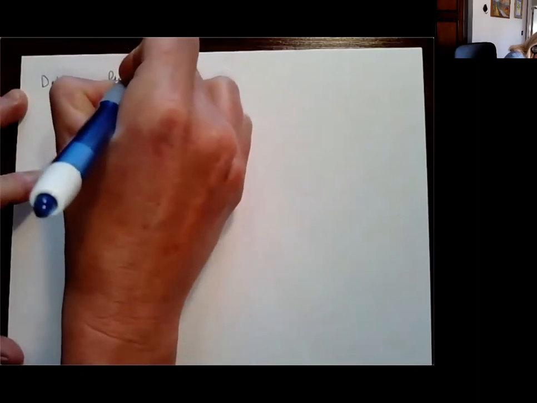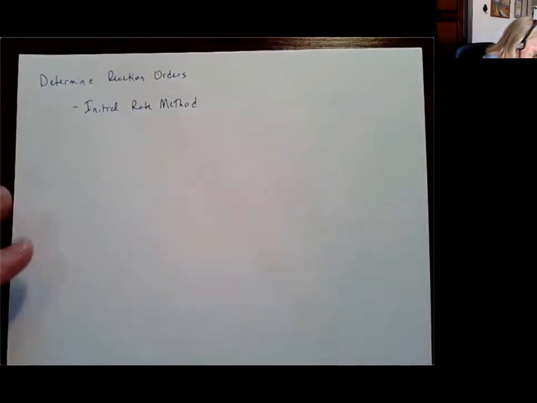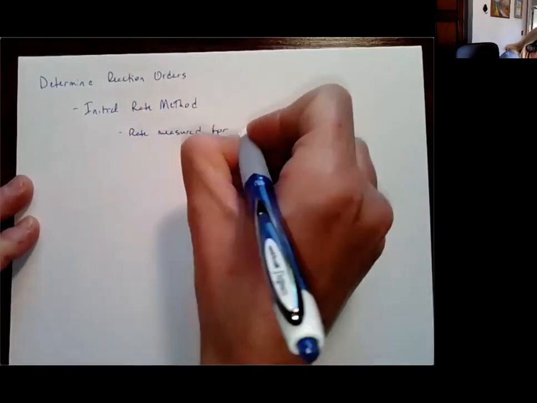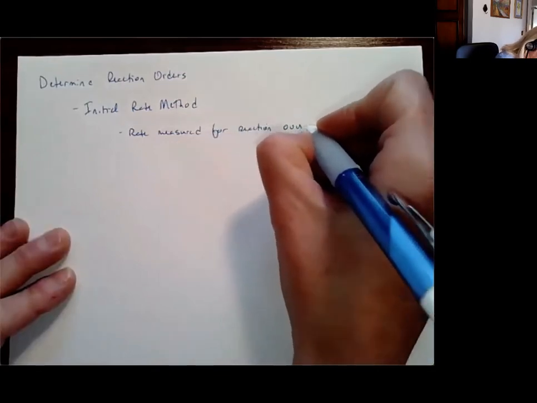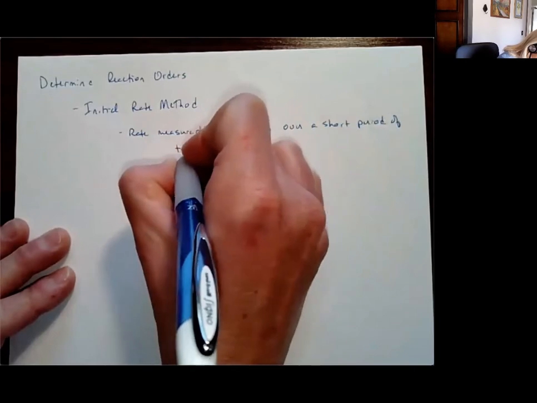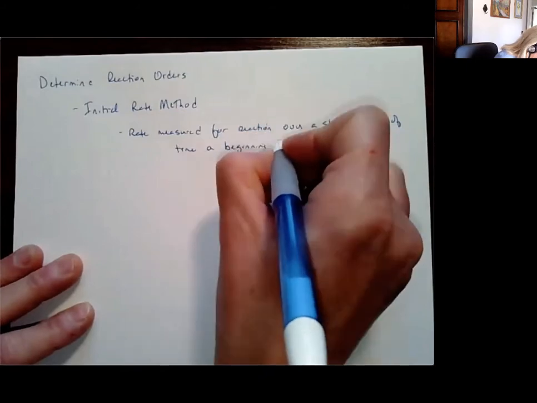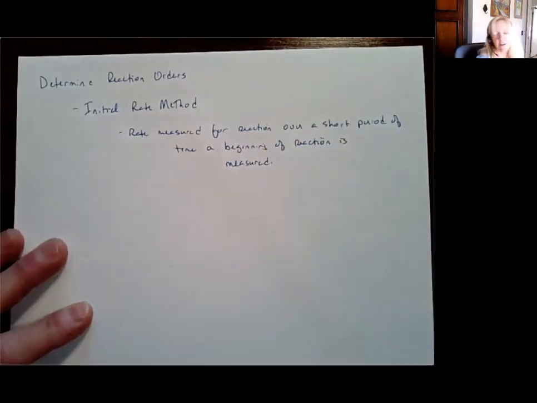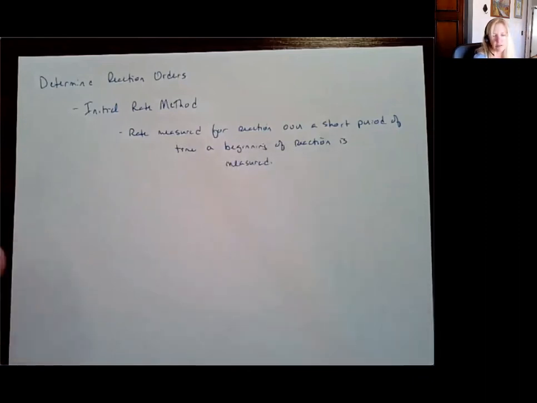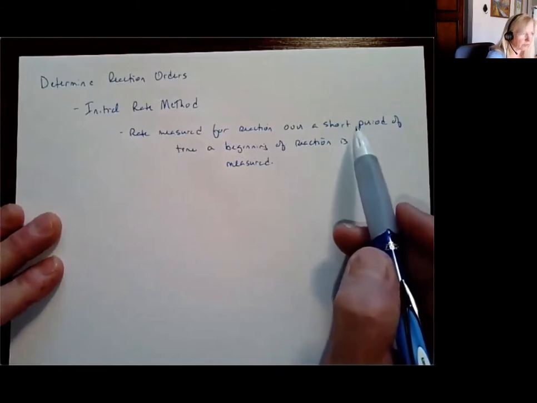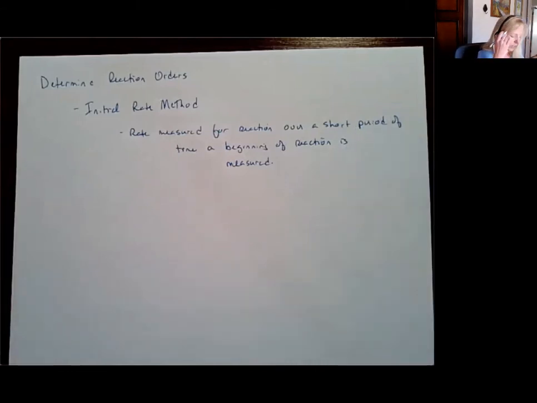So a common way to determine reaction orders is the initial rates method. There are many ways to do this, but one method is the initial rate method. In this, the rate is going to be measured for the reaction over a short period of time, so this is going to be your average rate. The shorter the time span, the better your average is going to be about what's happening at the beginning of the reaction. The amount of time that you use is going to depend on whether you have a really slow or really fast reaction. If you have a really fast reaction, then your short period of time is going to be much smaller. If you have a slower reaction, then you have a little bit more time to play with.